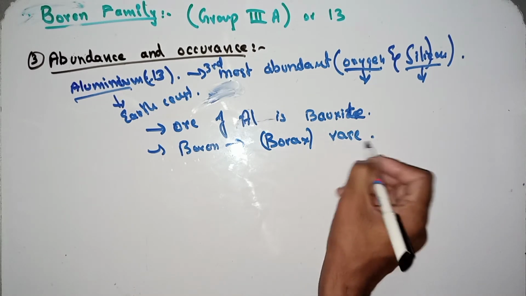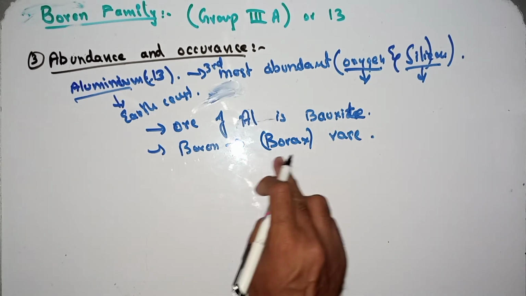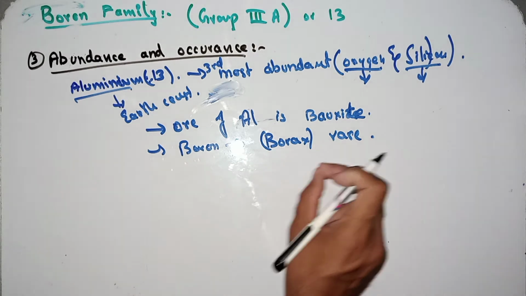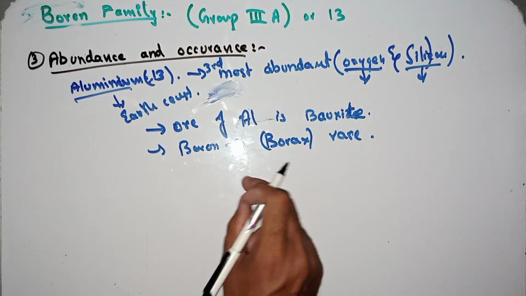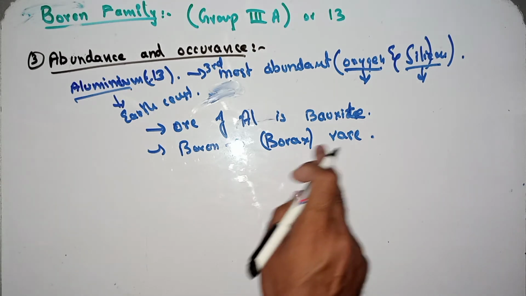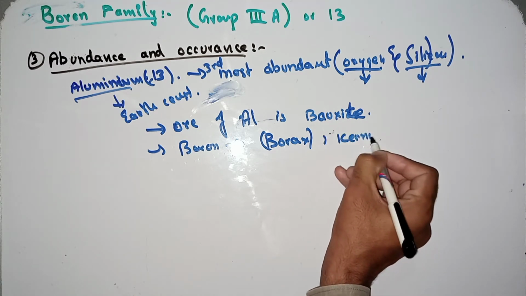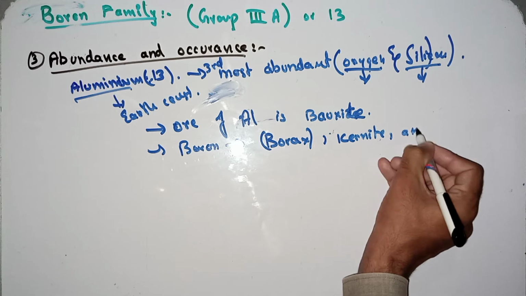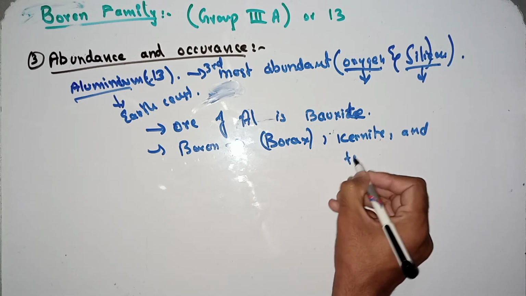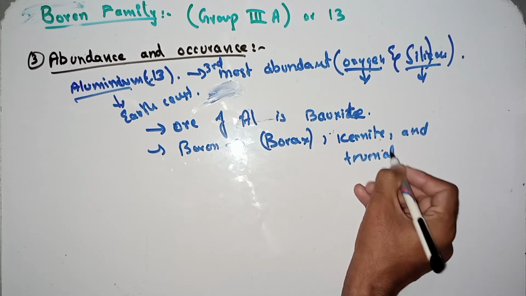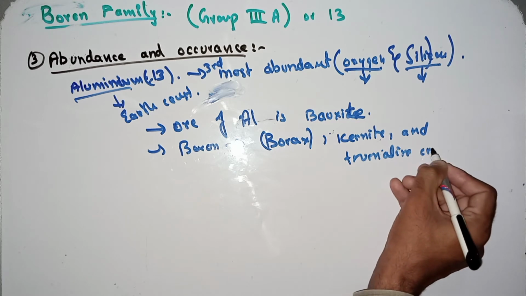In nature, boron is rare. Not borax, but boron is rare in nature. But it can be found in borax. Also it can be found in kernite, and tourmaline crystal.